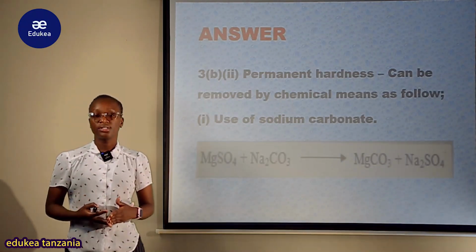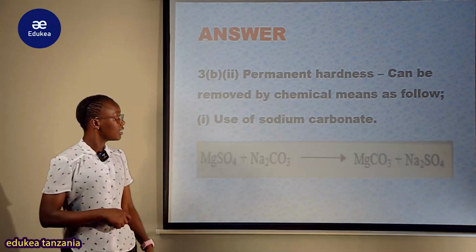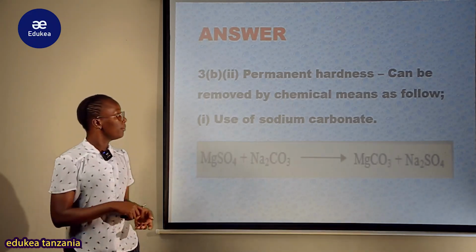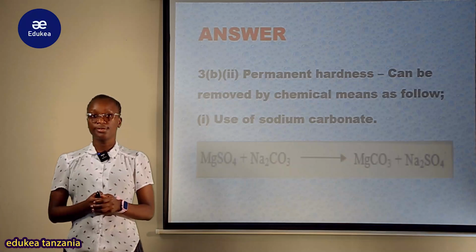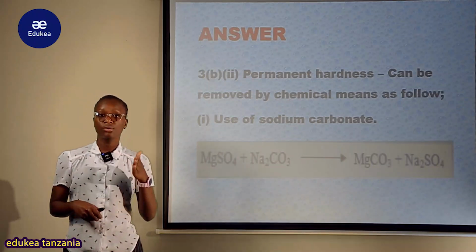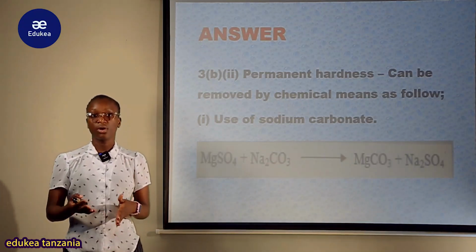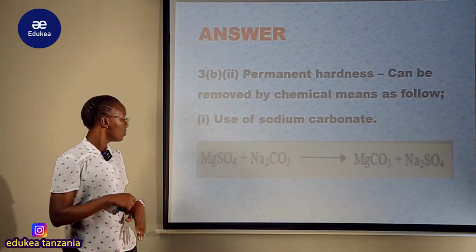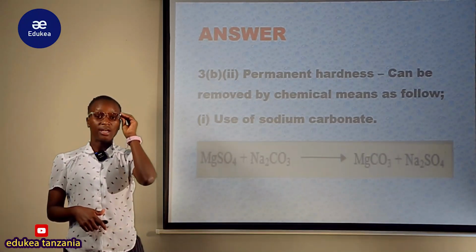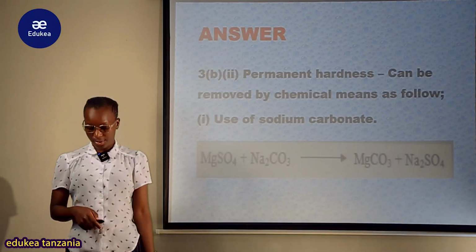So we can use the sodium carbonate and react it with this compound of permanent hardness of water, which is magnesium sulfate. After reacting, this is where we are going to have the magnesium carbonate as well as the sodium sulfate. So this is a chemical means which can be used to remove the permanent hardness of water, by just using the reaction of sodium carbonate with this magnesium sulfate. Also you can use calcium sulfate, because the sulfate compound is what causes the permanent hardness of water. So if you use calcium sulfate or magnesium sulfate, it is the same. The aim is to ensure that you get these products. So this is how we can remove the permanent hardness of water by chemical means, where we use sodium carbonate.